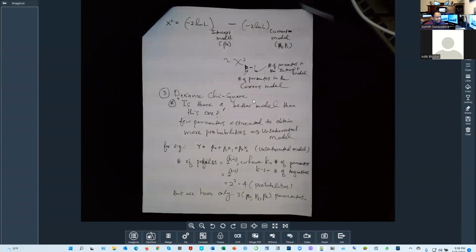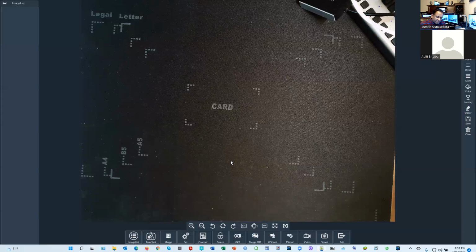So the last one is the deviance chi-square. Is there a better model than this one? That means they are looking into another model that is going to be better than this one, with fewer parameters estimated to obtain the probabilities. That means unsaturated in a situation like this. If you go ahead and look at the profiles, 2 to the power of... no, this is not right. This should not be the number of parameters. There should be the number of profiles available, K minus 1. Number of parameters means p. 2 to the p minus 1.